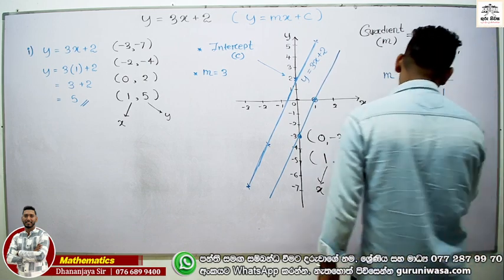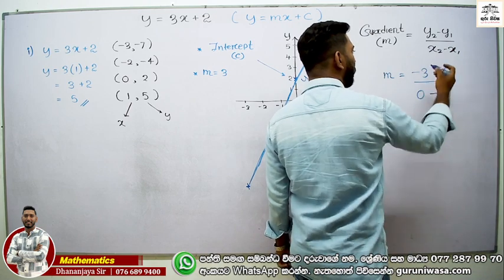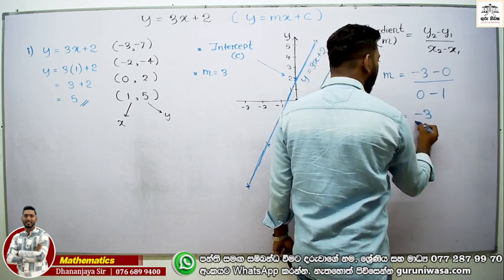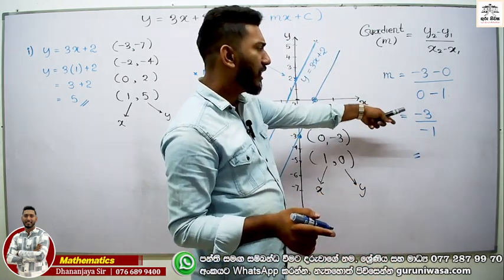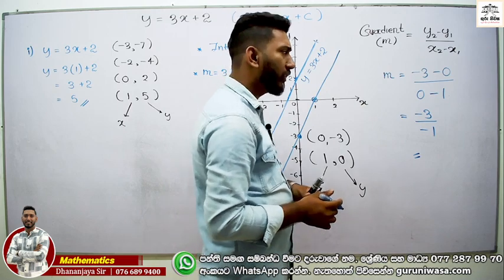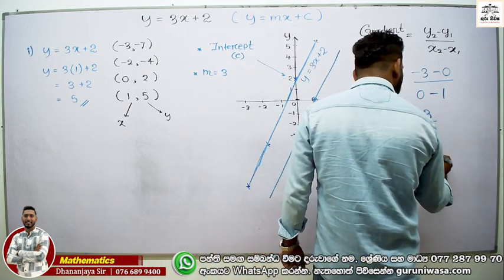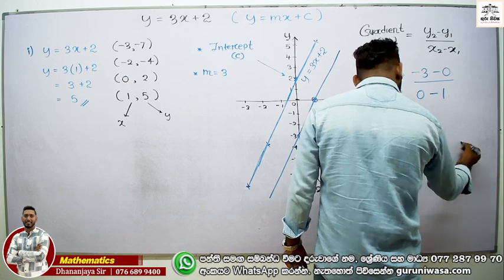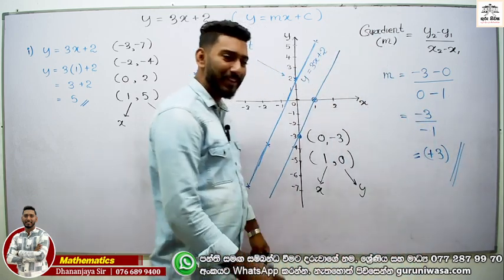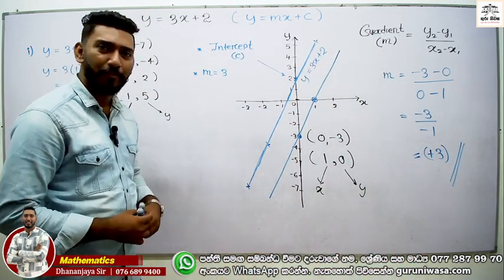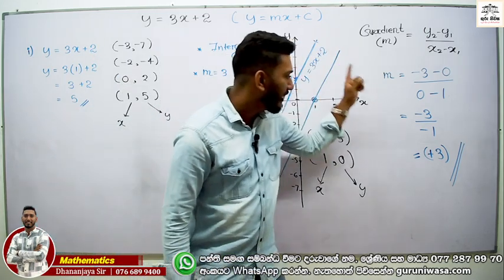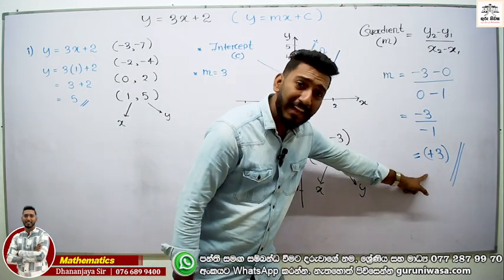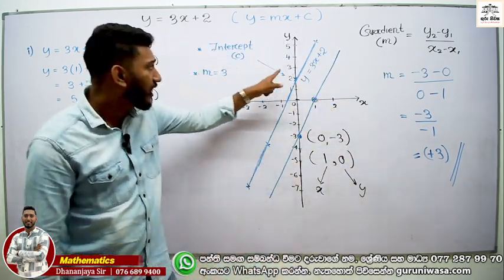Now listen, the numerator becomes minus 3 divided by minus 1. And you know, dividing negative numbers gives a positive, so this should be positive 3. Now listen, everyone. The gradient of the second graph is 3, as well as the gradient of the first graph is also 3.